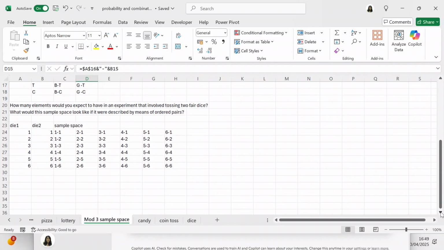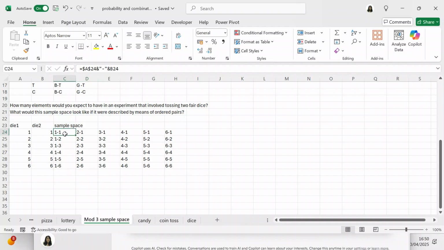So our last question is: how many elements would you expect to have in an experiment that involved tossing 2 fair dice? What would this sample space look like if it were described by means of ordered pairs? And so again, it's exactly the same. You've got die 1, which is 1 to 6, and die 2 is 1 to 6. And then you can determine what your sample space is: 6 times 6 is 36. So your sample space is going to have 36 elements.